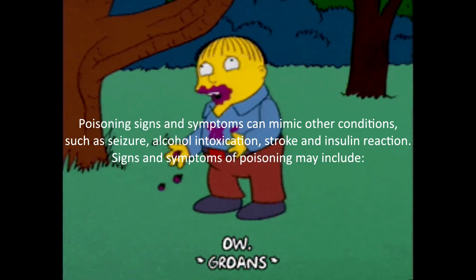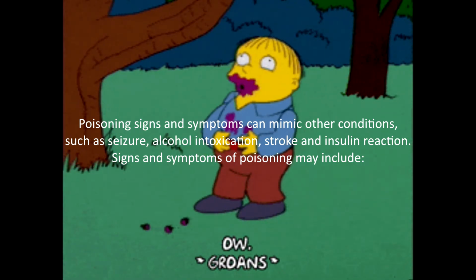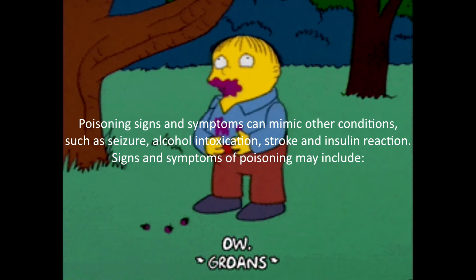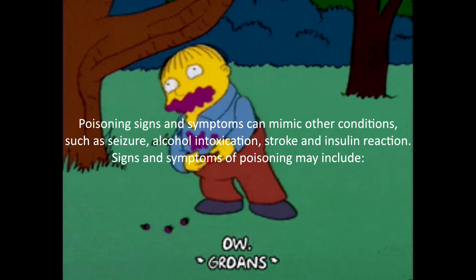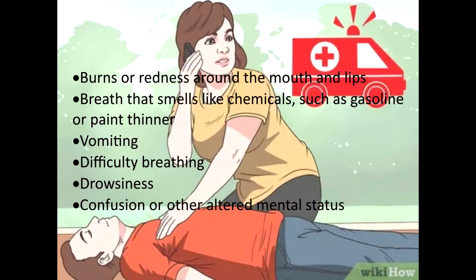When to suspect poisoning. Poisoning signs and symptoms can mimic other conditions such as seizure, alcohol intoxication, stroke, and insulin reaction. Signs and symptoms of poisoning may include burns or redness around the mouth and lips, breath that smells like chemicals such as gasoline or paint thinner, vomiting, difficulty breathing, drowsiness, confusion, or other altered mental status.